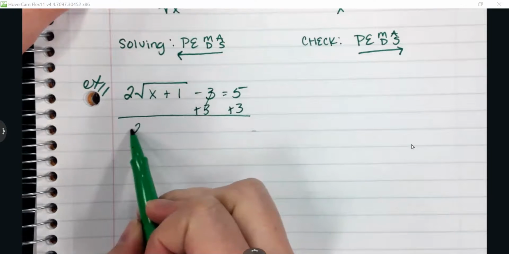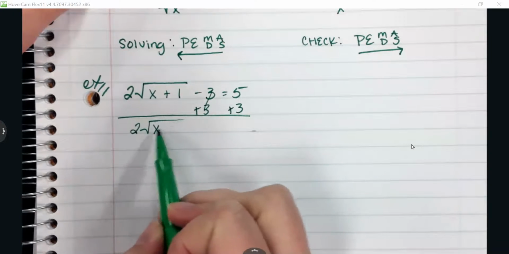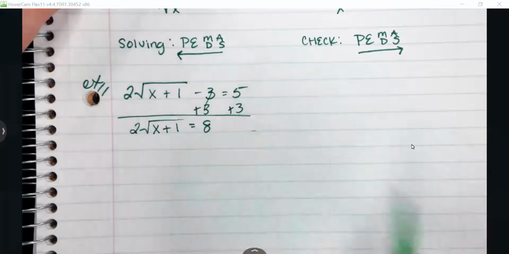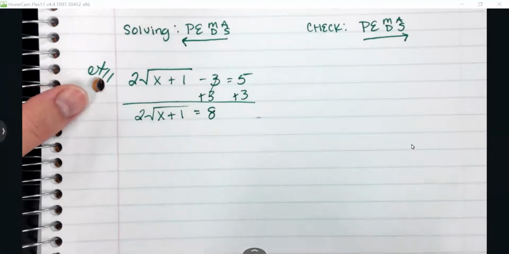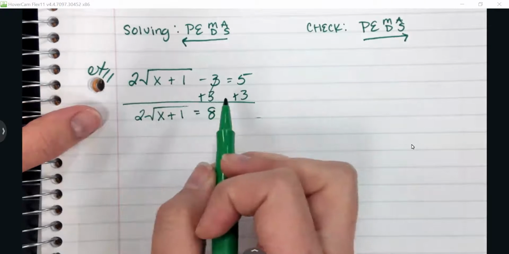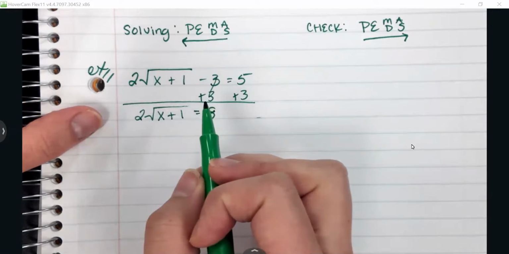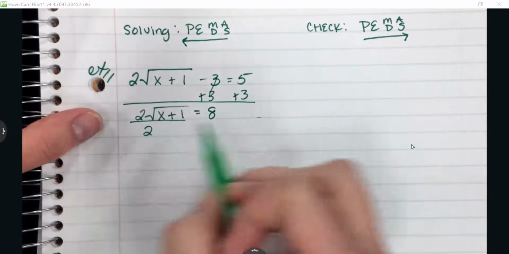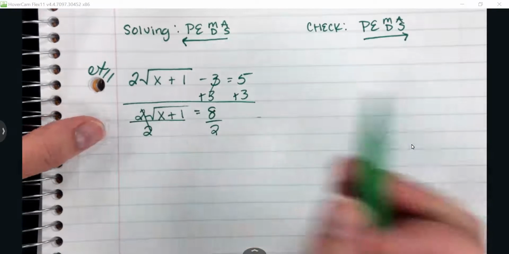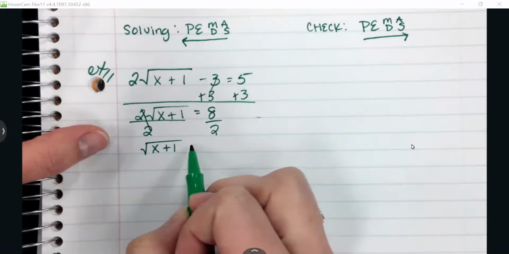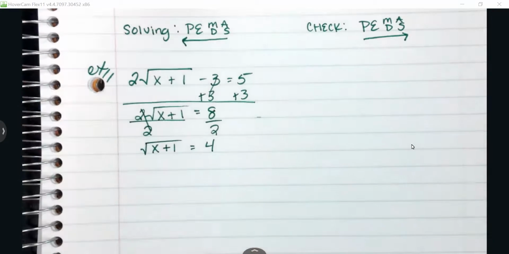So I have 2 square root of x plus 1 equals 8. What am I going to do next? Divide by 2. You cannot distribute. That's why I didn't want you to do it in your warm-up. You cannot distribute. So we're going to divide by 2 on both sides. So I have the square root of x plus 1 equals 4.